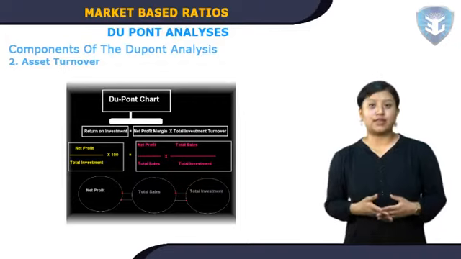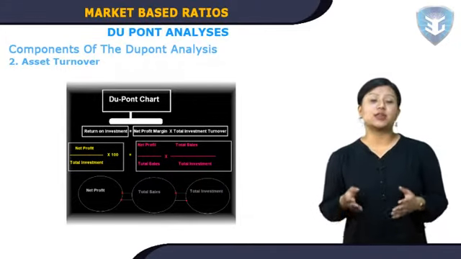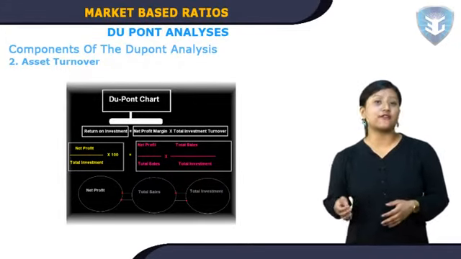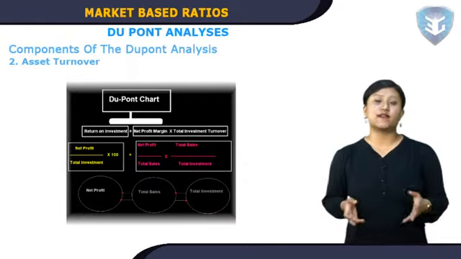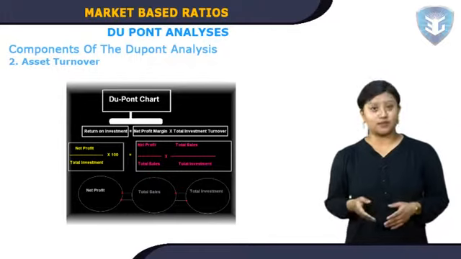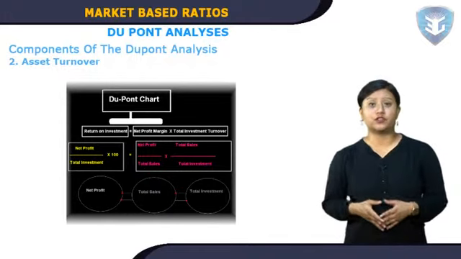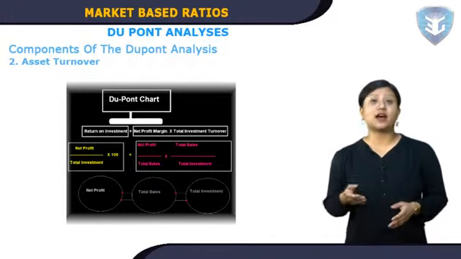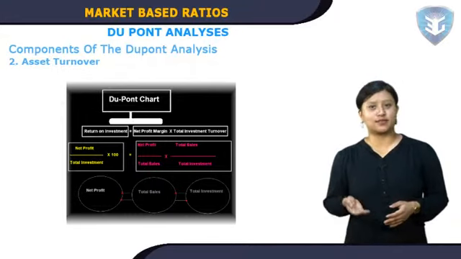Asset turnover, sales over total assets. This ratio indicates the amount of sales generated for every dollar's worth of assets. This evaluates the firm's efficiency in using its assets. Typically, the higher the better. However, this ratio tends to be inversely related to the net margin, that is, the higher the net profit margin, the lower the asset turnover.